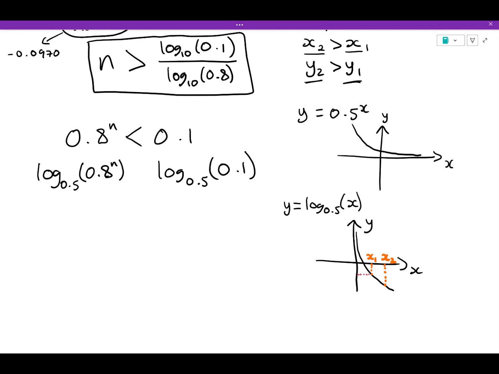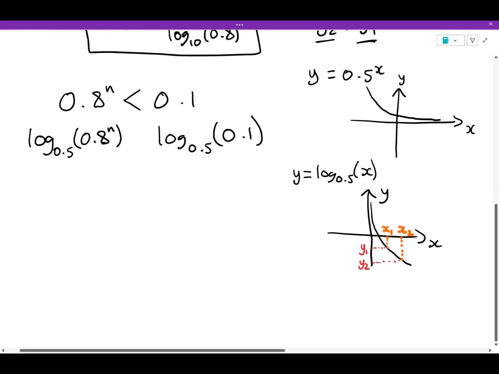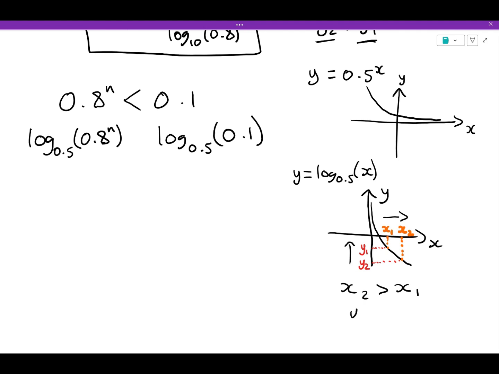Then, just like before, I'm going to label the y coordinates on. So I'm going to have this one here, which is y1, and this one here, which is y2. Let's compare our x and our y coordinates together. Our x coordinates increase going to the right, so x2 is greater than x1. Our y coordinates, which is what we get out when we put those x coordinates into our logarithm, increase going upwards, so y1 is greater than y2.